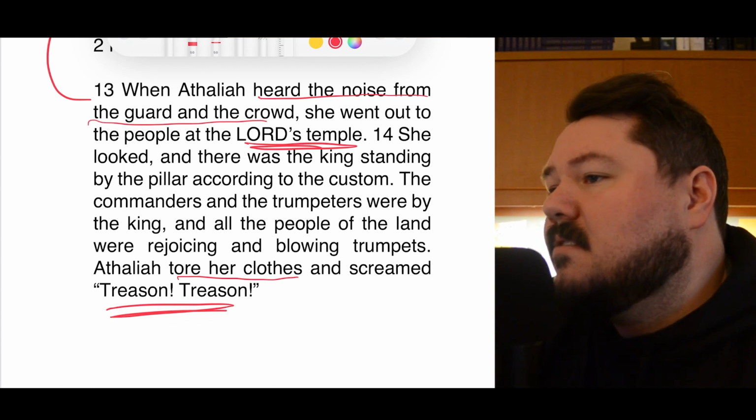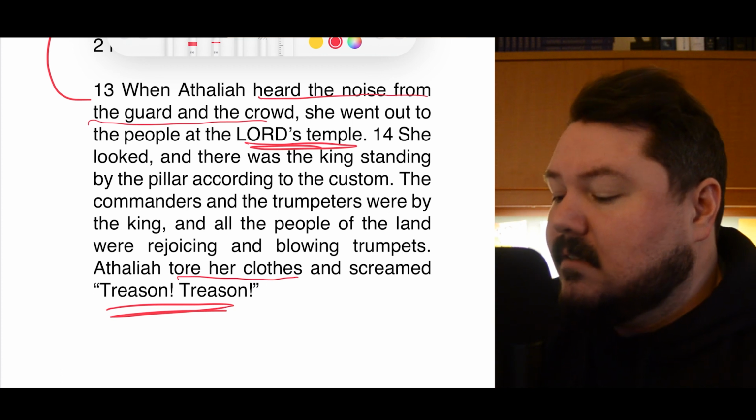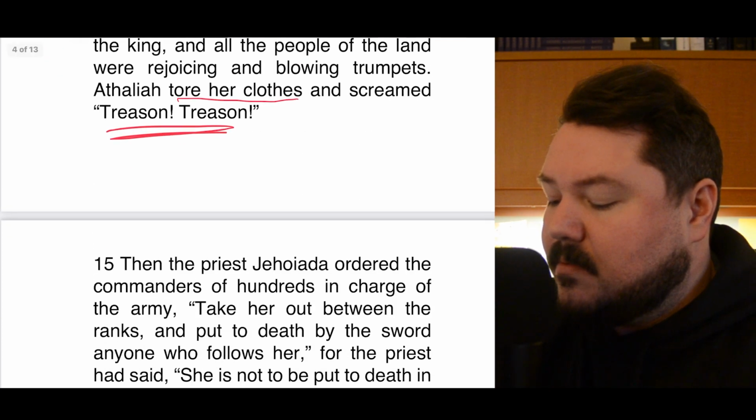But we know that this is according to the Davidic line. And so it's not really treasonous. This is how it was supposed to be.